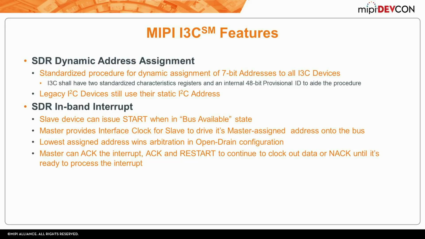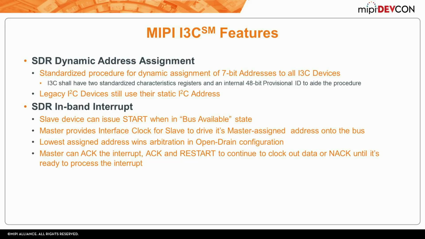There's the in-band interrupt capability. So we allow a slave to issue a start condition on the bus. So drive SDA low while clock is high when the bus is available. The master provides the interface clock, so the slave doesn't have to have a precision timing capability. It just needs to transition data on the falling edge of clock so that the master can clock it in on the rising edge. It's pretty straightforward.